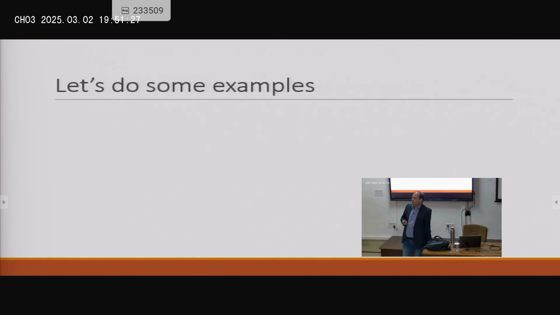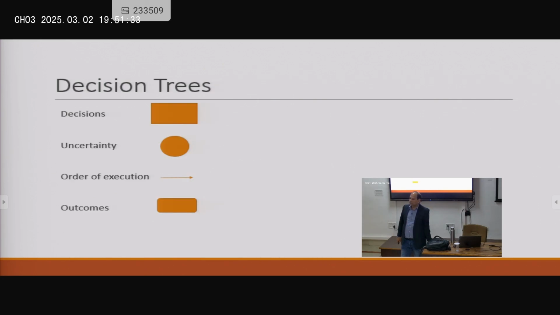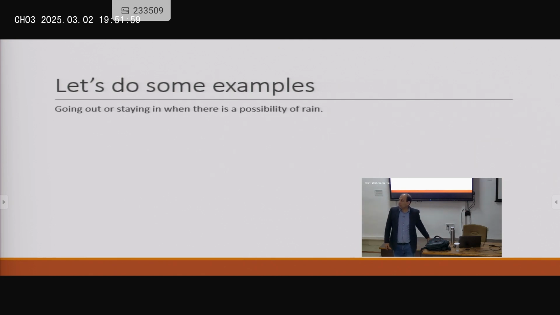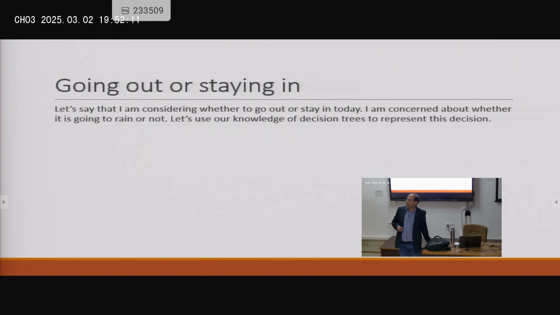Okay. So let's do some examples. Going out or staying in when there's a possibility of rain. This is as trivial as you can get, just to get familiar with how decision trees are drawn. Another example would be buying a new or a used car. So just elaborating, going out or staying in.